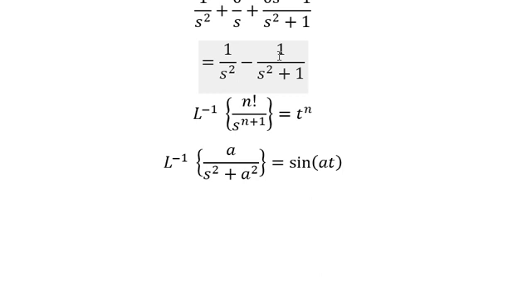A in here should be equal to number 1. A equals number 1 in here. So if we apply the formula, we have it like this.